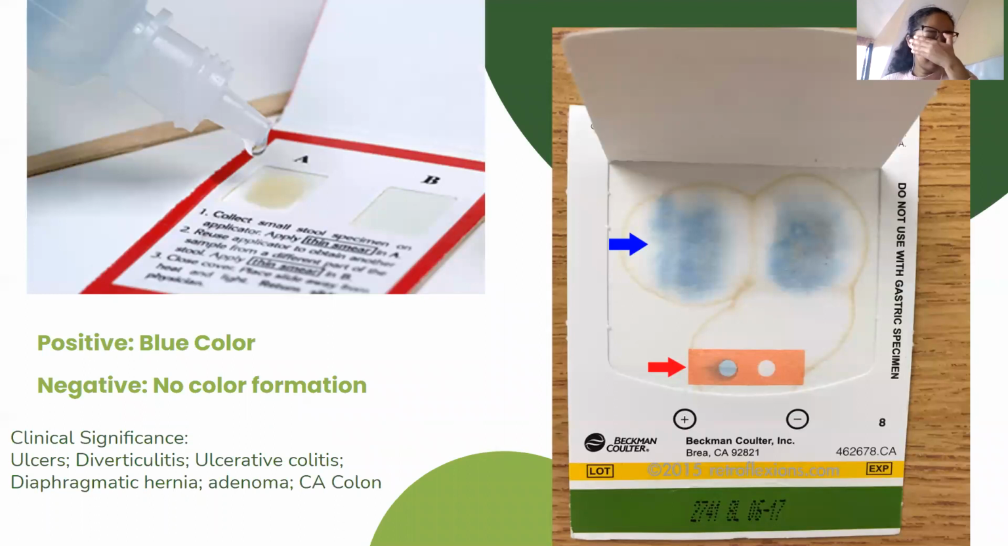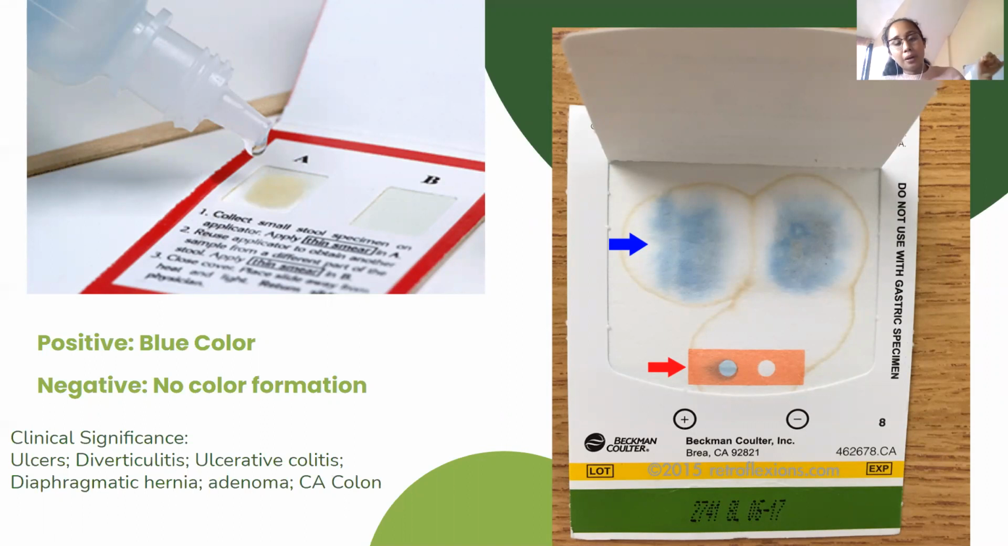So, class, here, this is the Guaiac test that we use. Actually, it's in paper format. What you do is collect a small amount of stool specimen on the applicator. You're going to get an applicator stick, get a stool specimen, and smear it. Make a thin smear on box A.